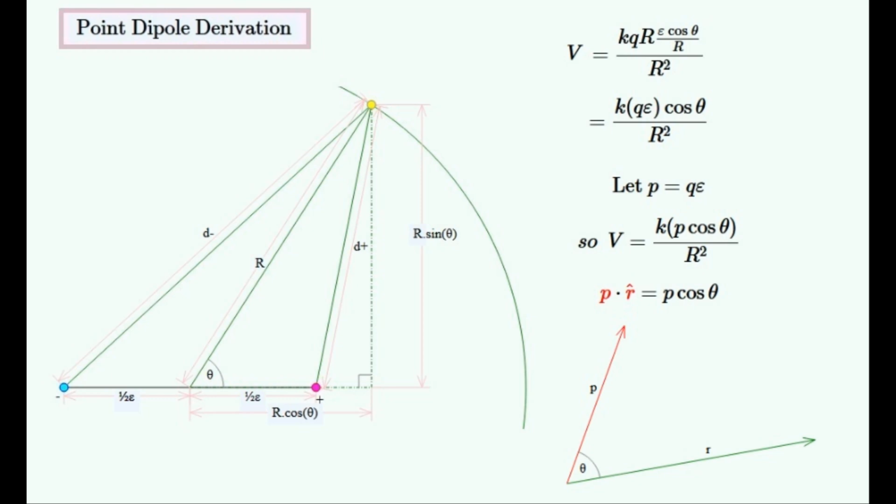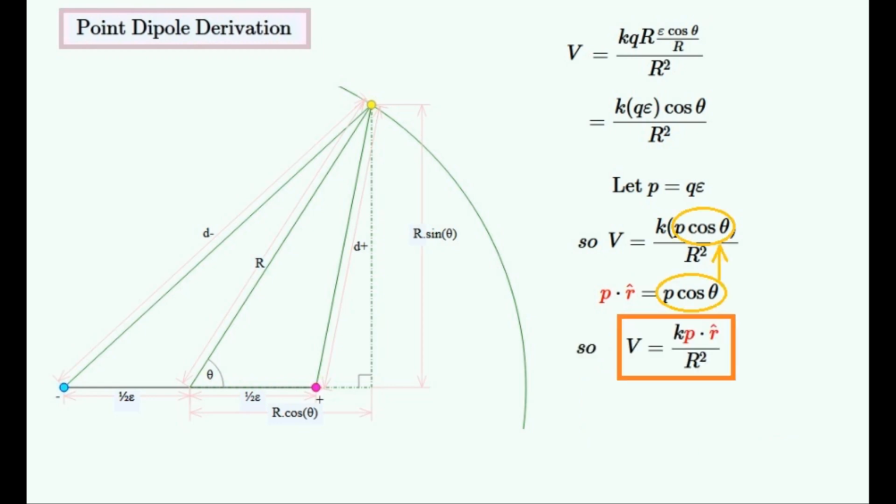These vectors can stand for any two vectors that have an angle of theta between them, and theta can be the angle corresponding to its latitudinal position in spherical coordinates. Substituting this expression into this other one gives us this compact formula for voltage.